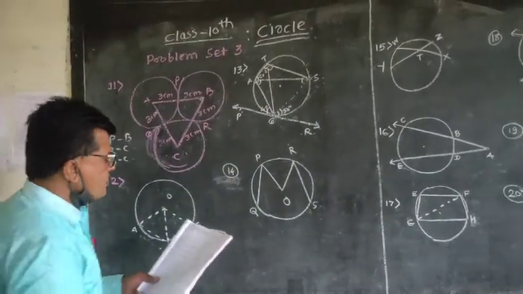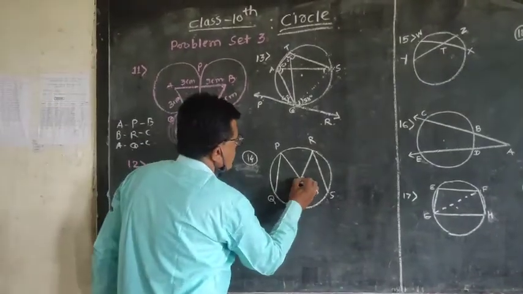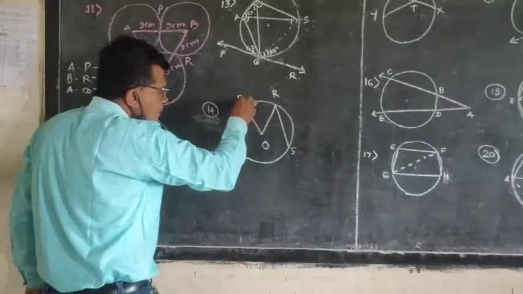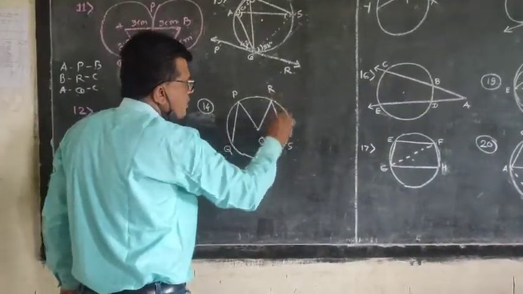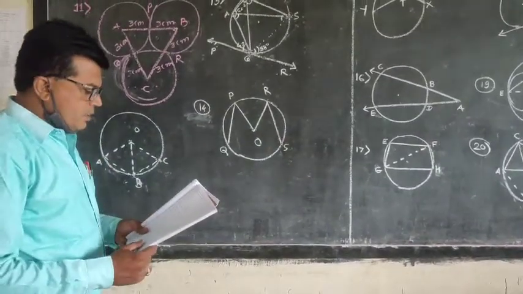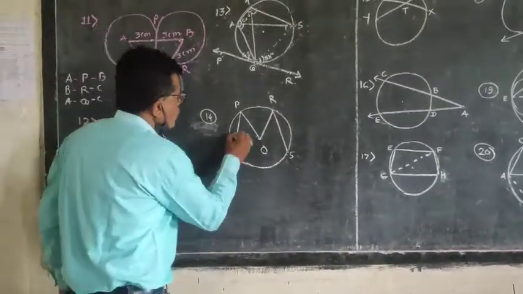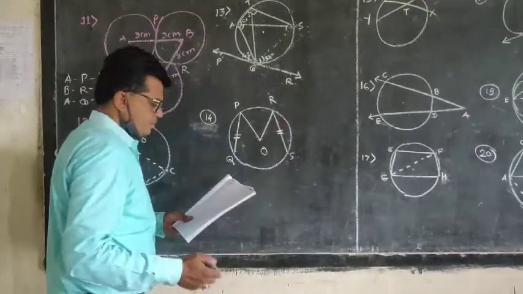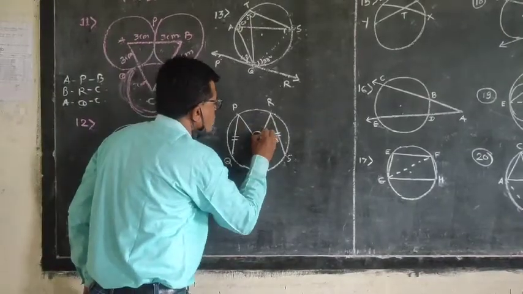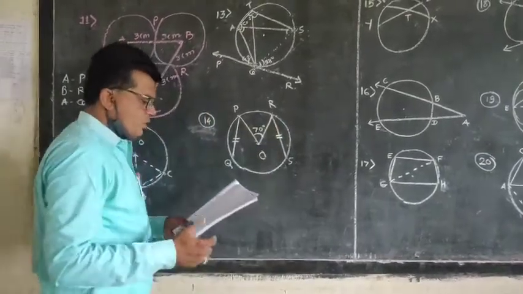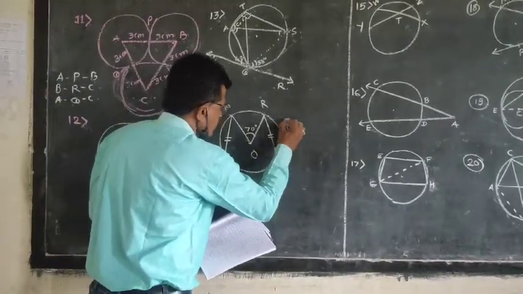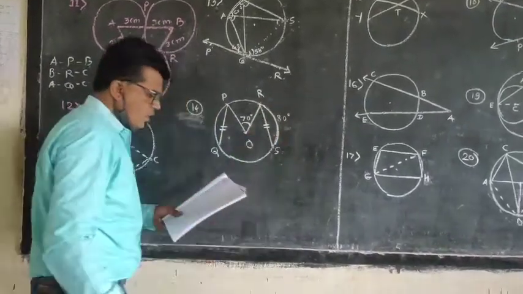Then another question here, question number 14. O is the center of the circle. PQ and RS are chords of the circle. Hence chord PQ is congruent to chord RS. If measure POR is equal to 70 degrees, and measure RS is equal to 80 degrees.